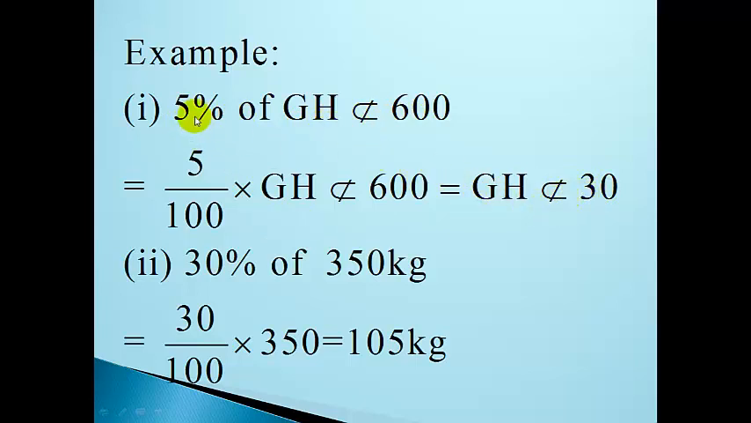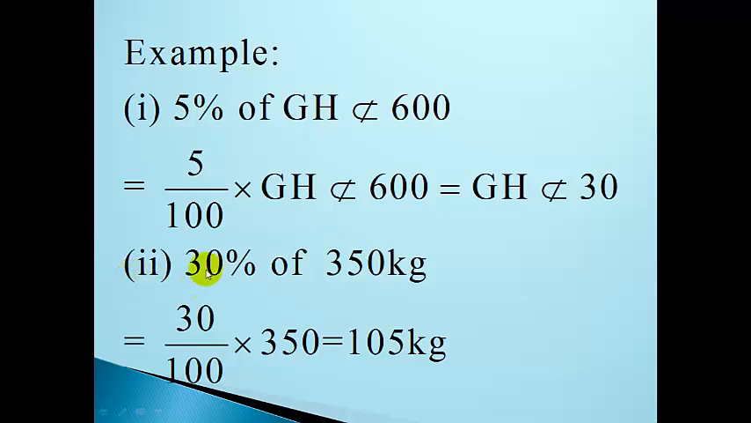I repeat, 5% of 600 Ghana cedis is equal to 5 divided by 100, that is the percentage divided by 100, times the amount. So 5 divided by 100 times 600 Ghana cedis. And 100 goes into 600 6 times. When we multiply 6 by 5, the answer is 30. So we have 30 Ghana cedis.